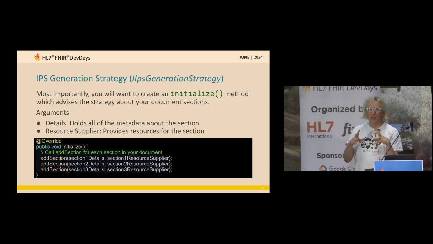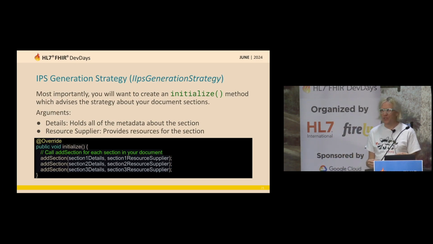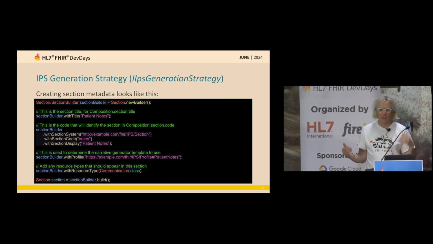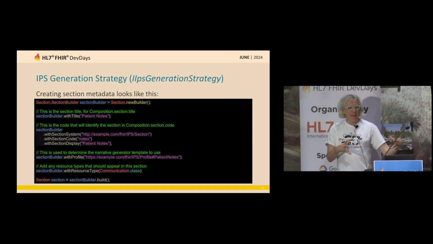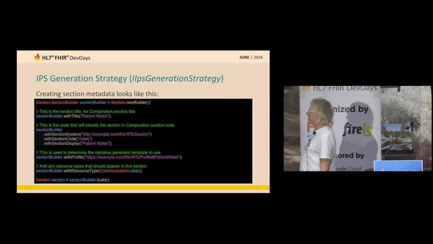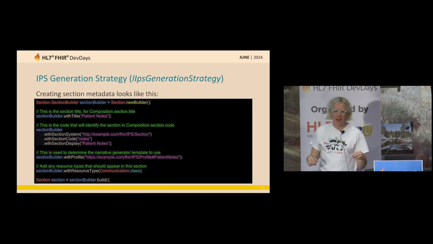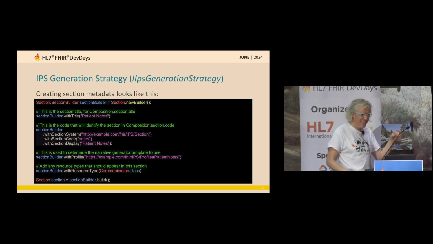The other is what's called the resource supplier. This is the thing that actually goes and slurps up all of the resources that we're going to include in that section of the document. So the metadata section first. This is what we call our section builder. I think this code is all pretty self-explanatory if you're a Java developer. And if you're a C# developer, just imagine that the variable names are capitalized, and it'll look familiar to you too.